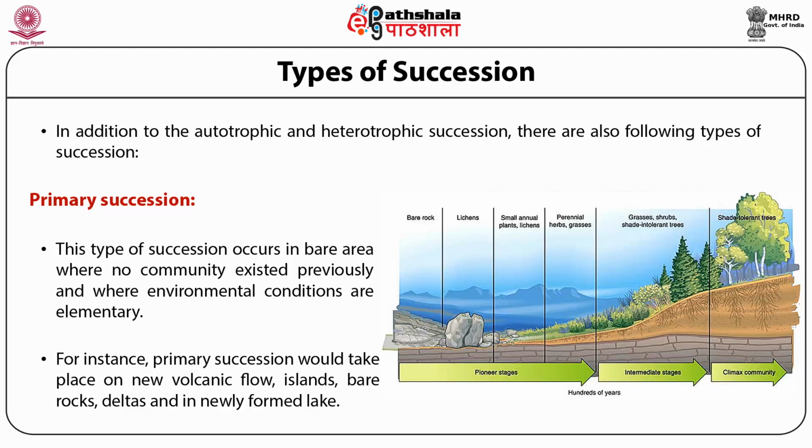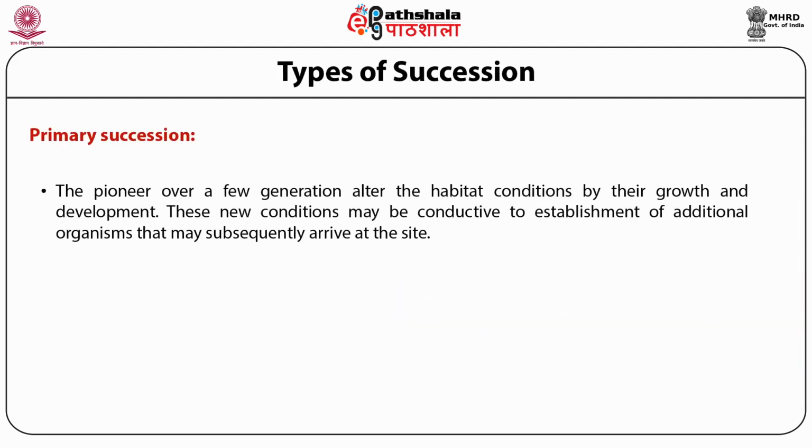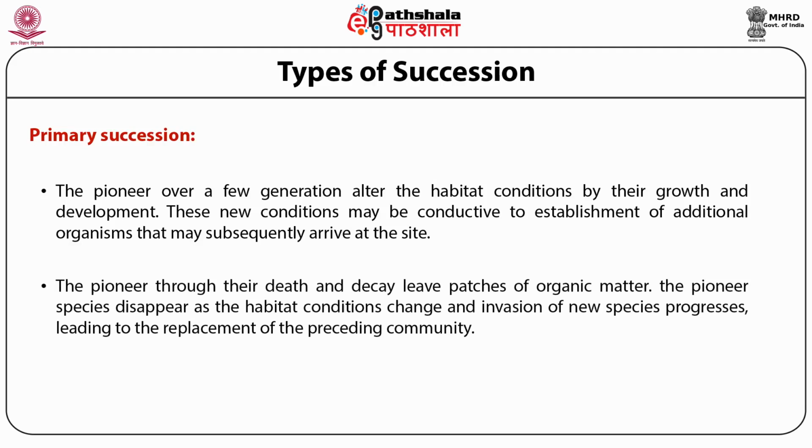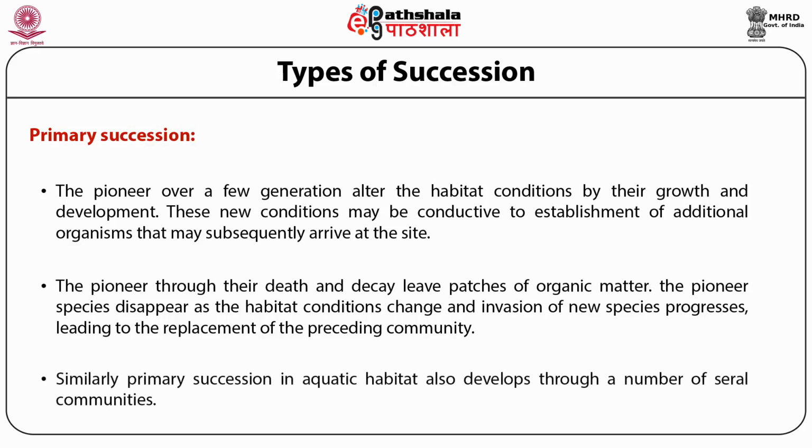are often microbes, lichens, and mosses. The pioneers over a generation alter the habitat conditions by their growth and development. These new conditions may be conducive to the establishment of additional organisms that may subsequently arrive at the site. The pioneers, through their death and decay, leave patches of organic matter. The pioneer species disappear as the habitat conditions change and invasion of new species progresses, leading to the replacement of the preceding community. Similarly, primary succession in an aquatic habitat also develops through a number of serial communities.